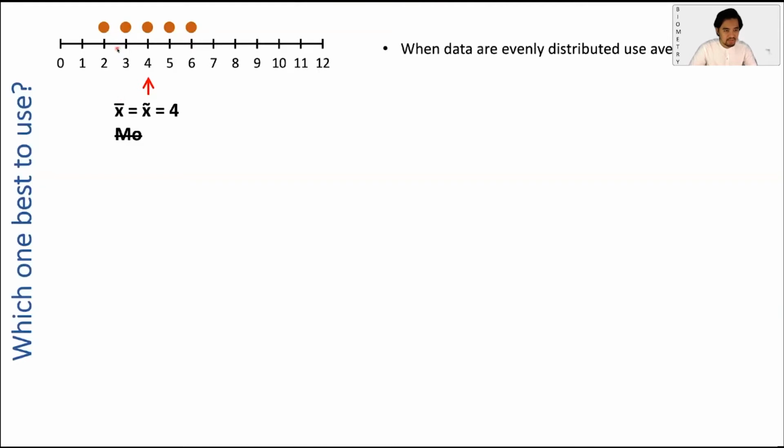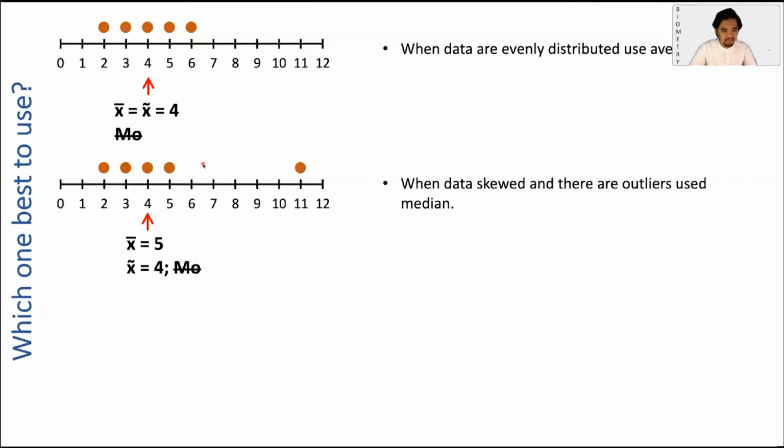While you notice in this situation, we don't have a mode, because each value only occurred once. All of them occurred once at a time. And then we have another example.